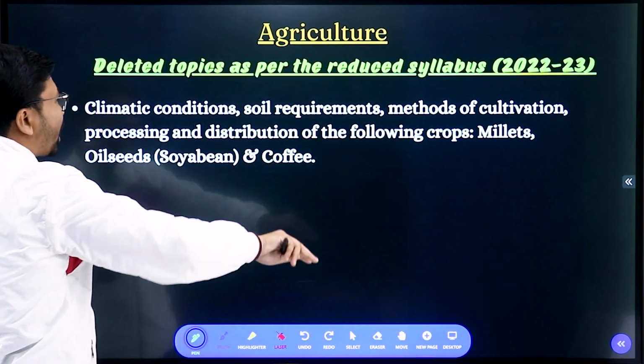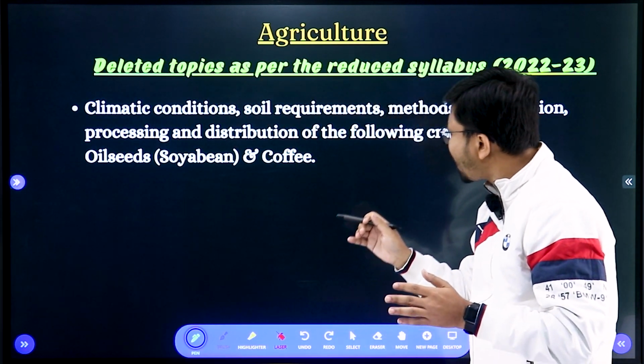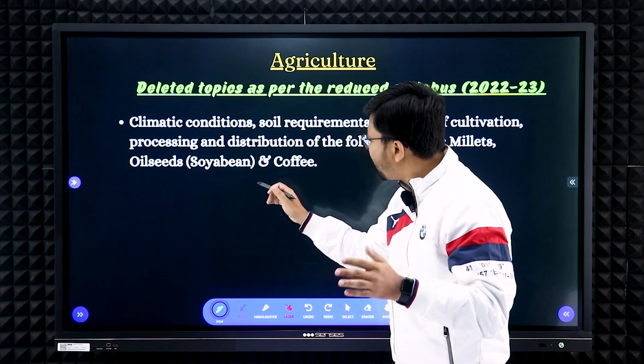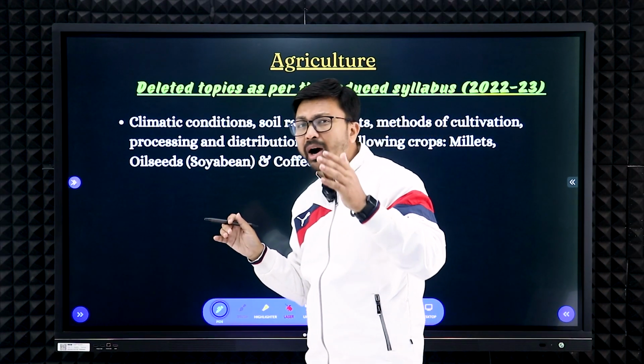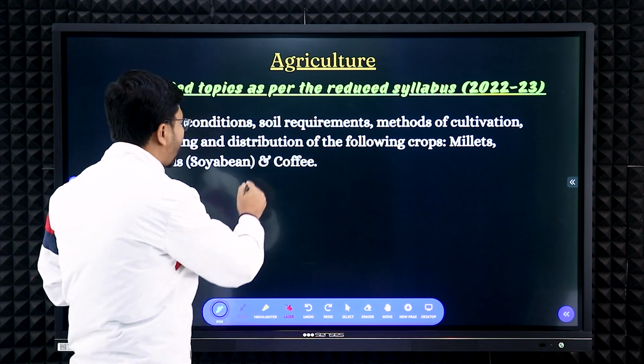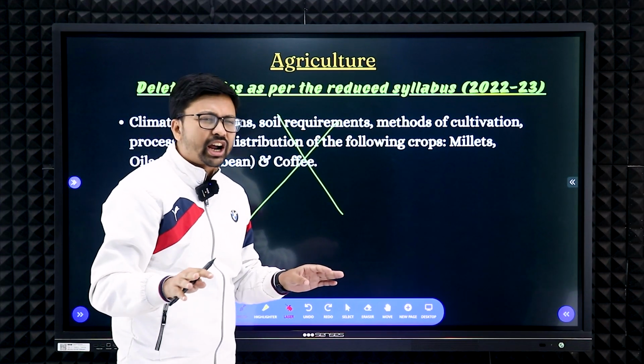Now you can see what things have been omitted, right? You don't need to study the following crops, that is the millets, oilseeds like soybean, and coffee. Remember, mustards and groundnut you need to study, but you don't need to study the soybean. So those are the omitted portion from your syllabus. You don't need to study them at all, right?